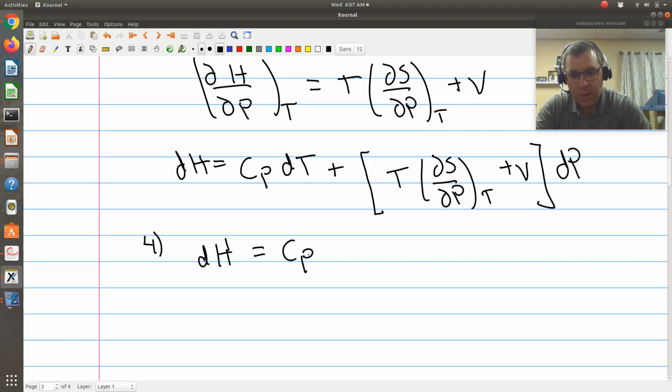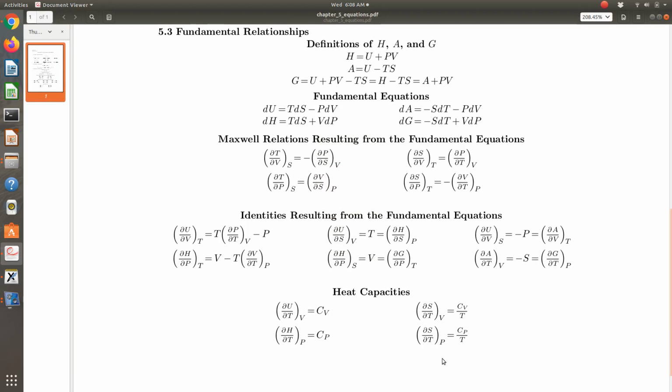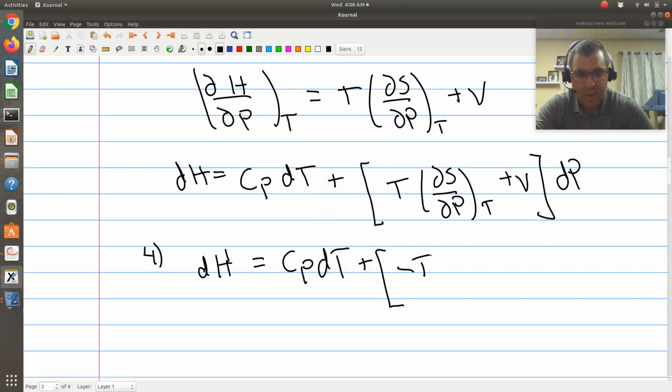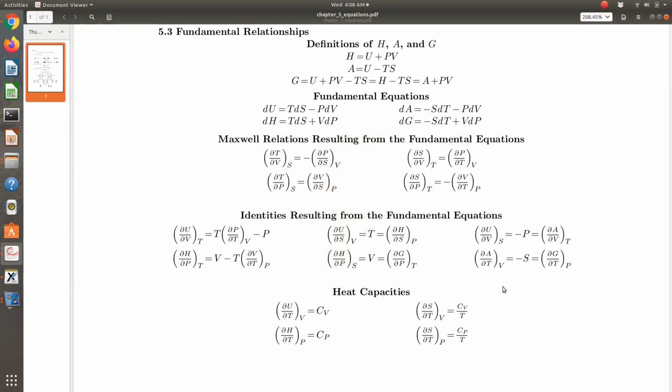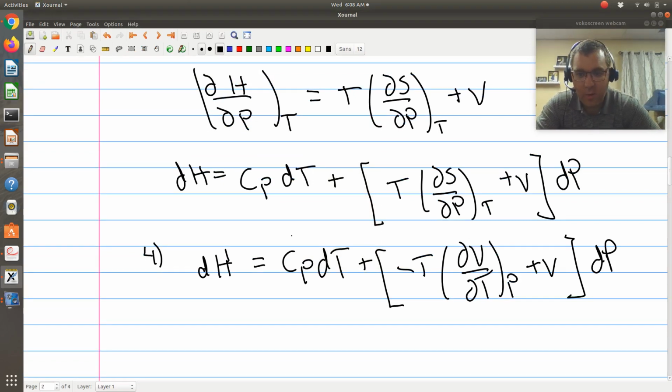So dH is Cp dT plus T times partial S partial P at constant T, which is here. That's going to be a negative partial V partial T at constant P. So this will be a negative T partial V partial T at constant P. Let me check that. Partial S partial P at constant T is negative partial V partial T at constant P. Got it. And that's plus V dP. So now I have an expression for dH with independent variables T and P.